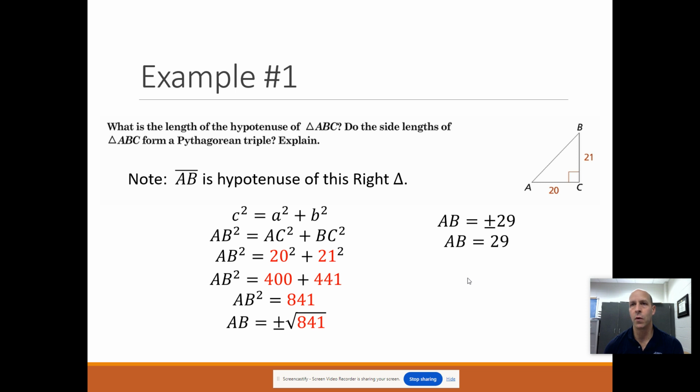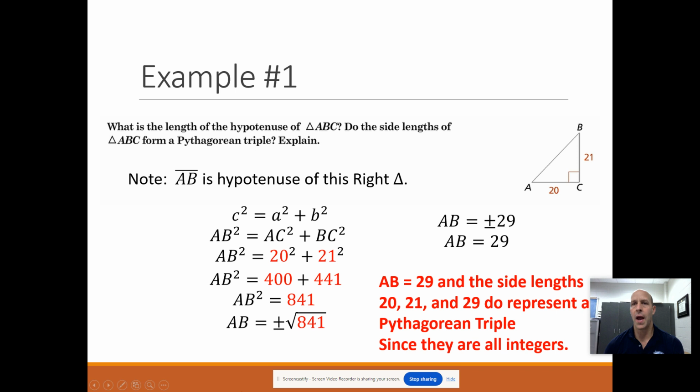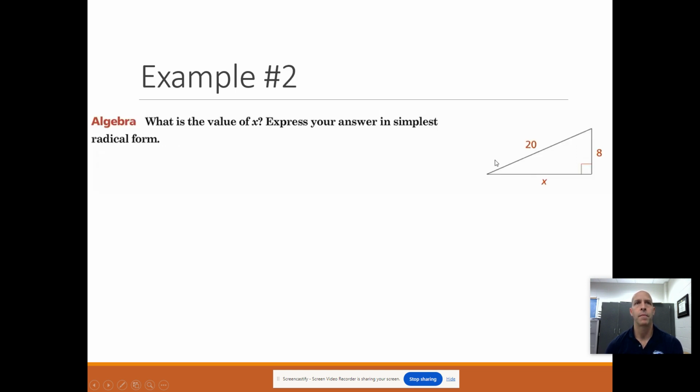Now we really only need to worry about the positive number here because we're talking about the actual measure. You're not going to have a negative 29 length. So therefore, AB is 29. The hypotenuse is 29 in length. The sides then are 20, 21, and 29, and thus they represent a Pythagorean triple since they're all integers. So that wraps up example 1.